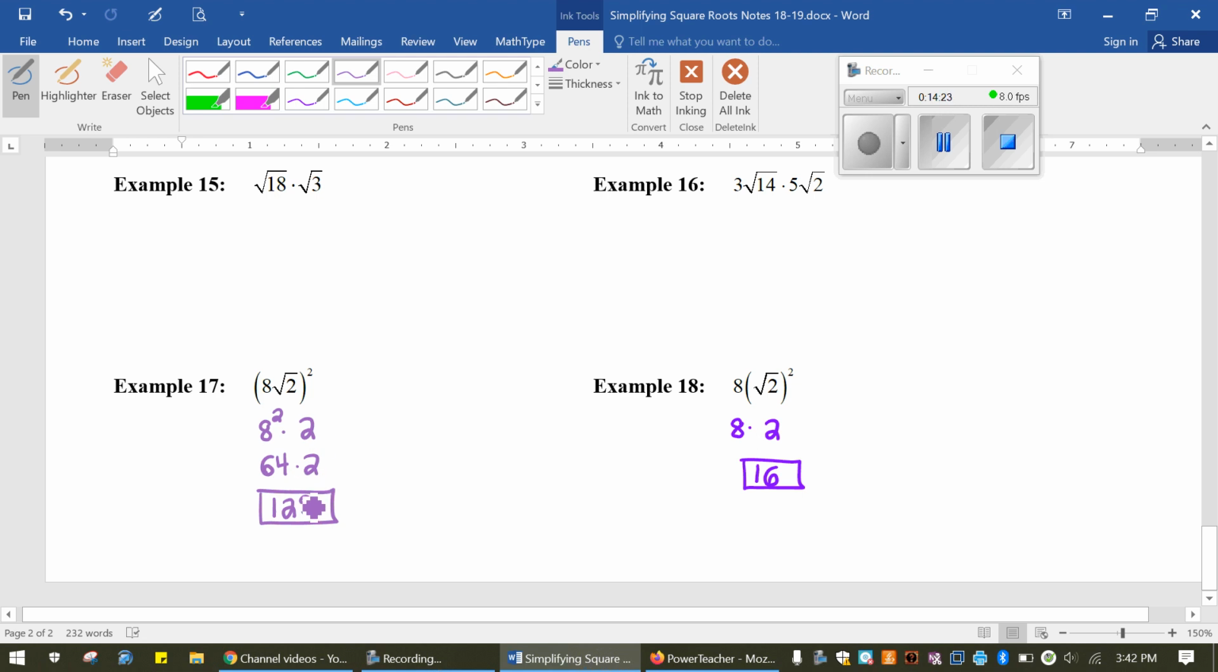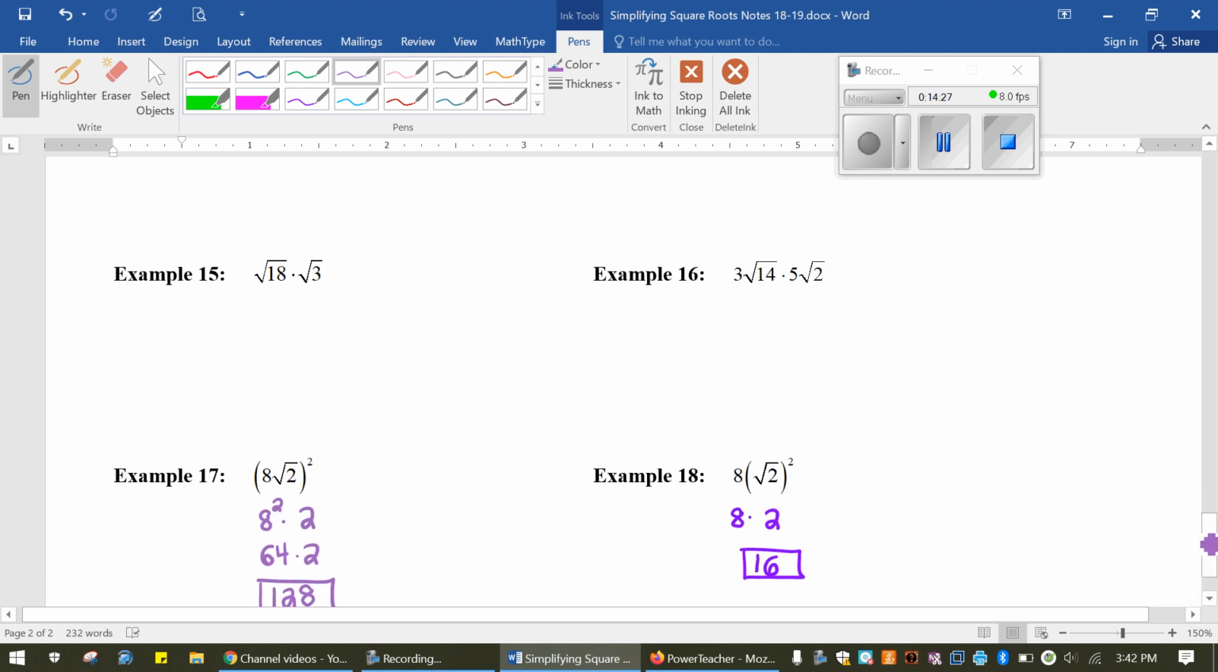Okay, let's move up to numbers 15 and 16. If you want to pause the video and try these on your own, then you can come back and hit play again, and you can see the answers. Otherwise, you can follow along with me as I work.